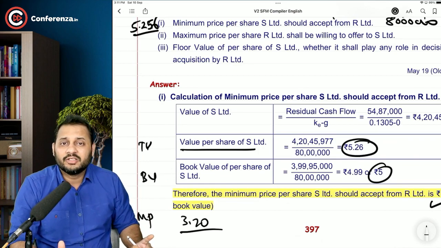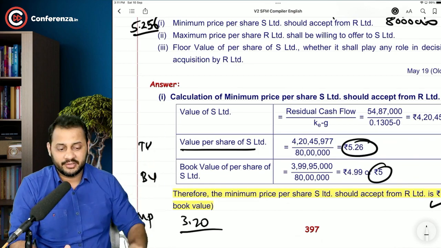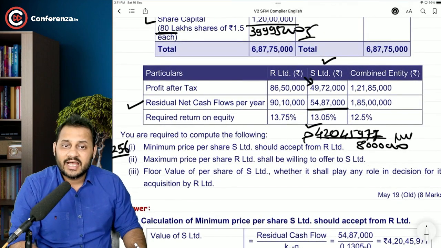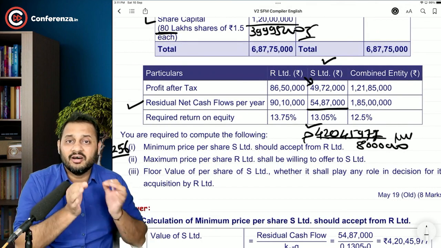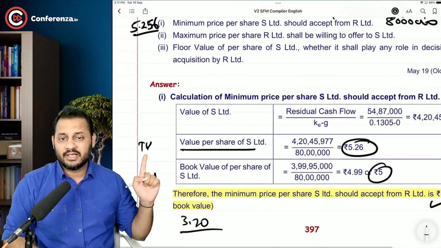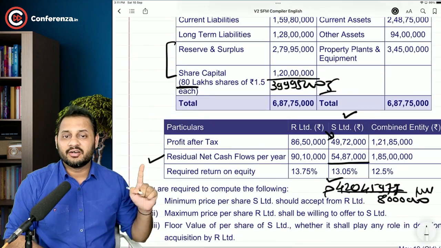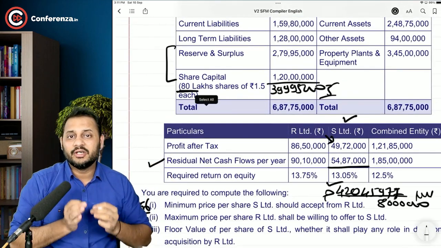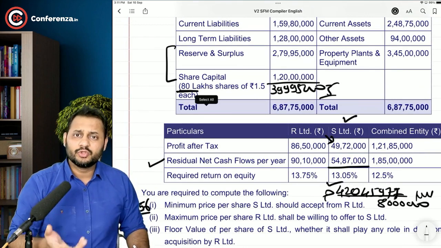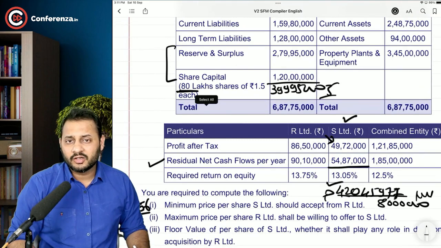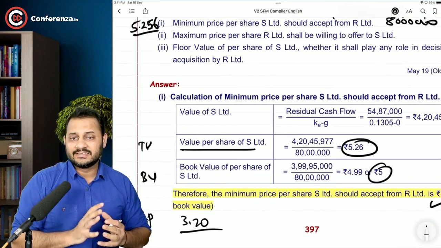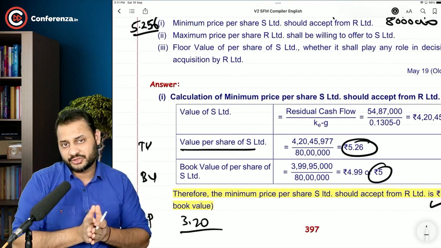There is one more method of calculating the price of S Limited. I will show you. This is profit after tax, right? This is annual profit after tax. You can use the earnings capitalization method. This was the cash flow capitalization method, right? You can use the earnings capitalization method also and calculate the value of each share of S Limited, and that will also become one of the minimum prices. So there is no single perfect answer to the first part in this question.